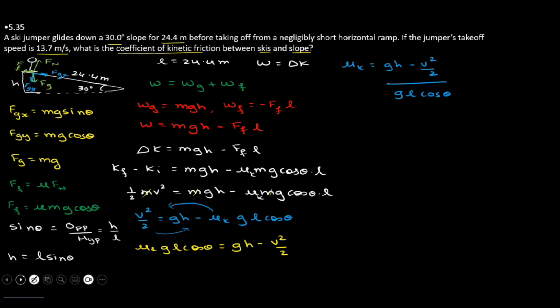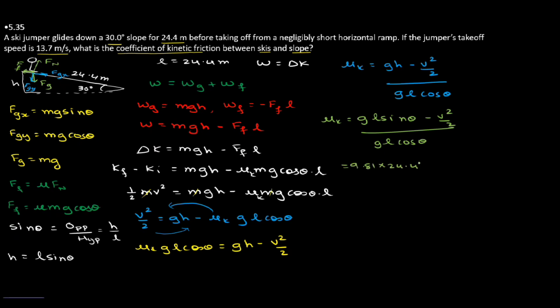This I will substitute in my final expression. So we can write the final expression as mu k equals gL sine theta minus v squared by 2, over gL cosine theta. Now substitute the values. g is 9.81, L is 24.4, sine 30, minus v, 13.7 squared by 2, divided by g, 9.81, L again 24.4, cosine 30. And when you solve this, you get your answer for mu as 0.123.